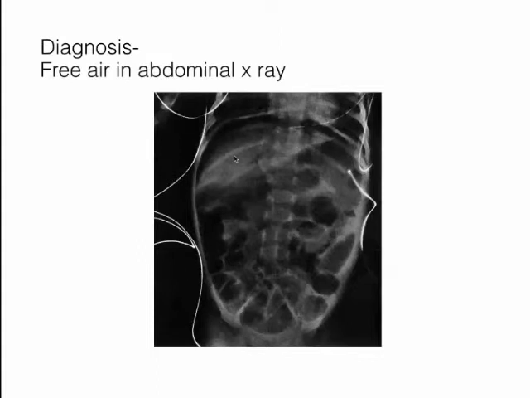Diagnosis is clear cut on an abdominal X-ray. It will show free air under the diaphragm because the stomach will have too much air, so the gas will seep into the peritoneal cavity and present in the abdominal X-ray as free air under the diaphragm.